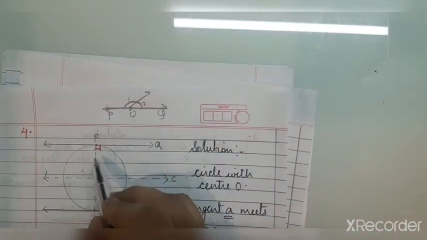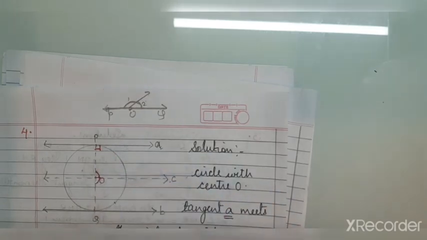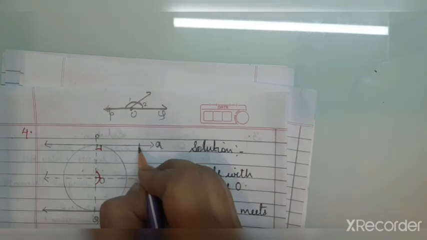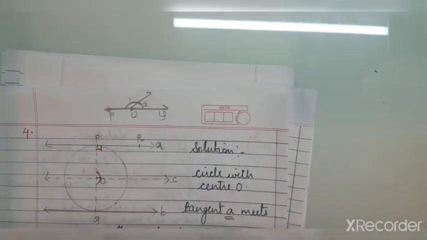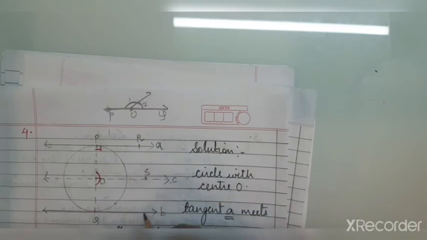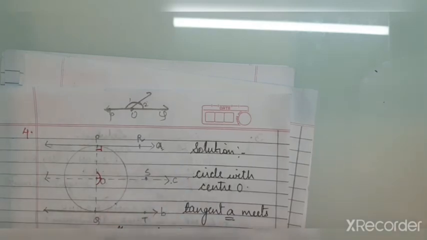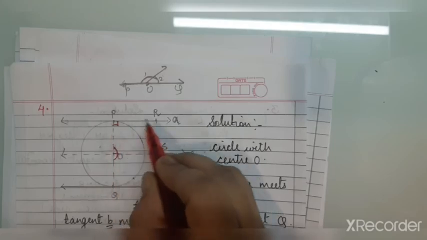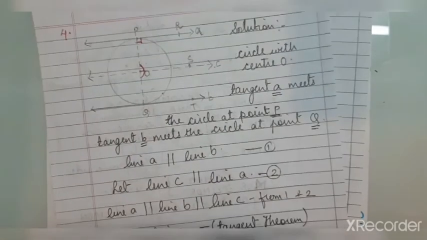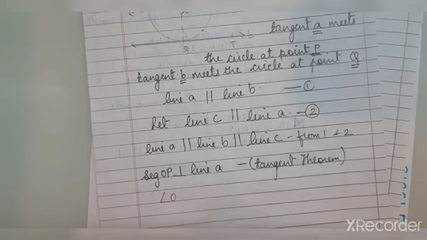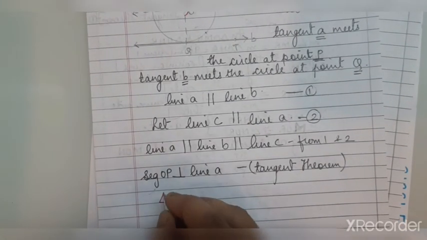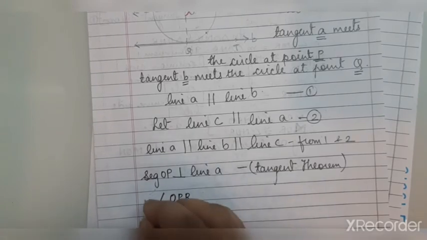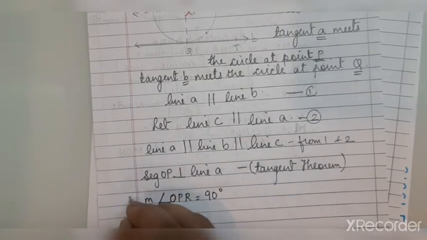Okay, if OP is perpendicular to line A, then it makes an angle of 90 degrees. So in the figure, maybe we can give the points R, S and T in order to name the angles. In that case, this point R here, so OPR. Measure of angle OPR is equal to 90 degrees.